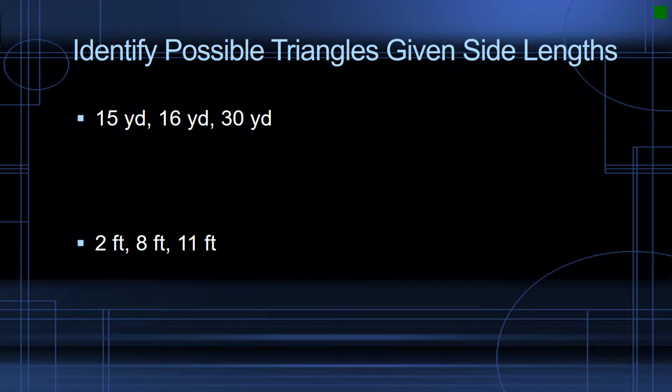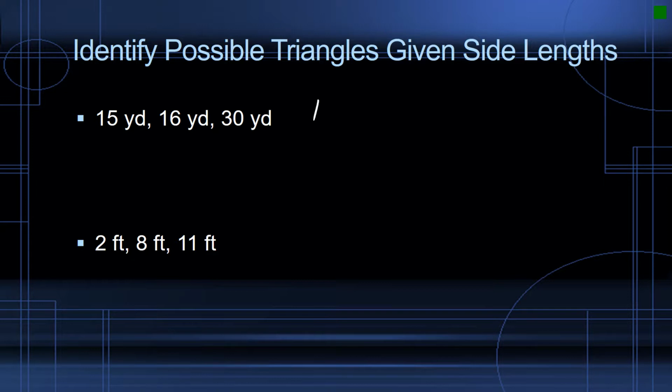So in this first example, which is on page 364, we're given a couple of scenarios here. And so let's see what we have. So we have side lengths of a figure, object, 15 yards, 16 yards, and 30 yards. So let's verify whether a triangle actually exists with these three side lengths.